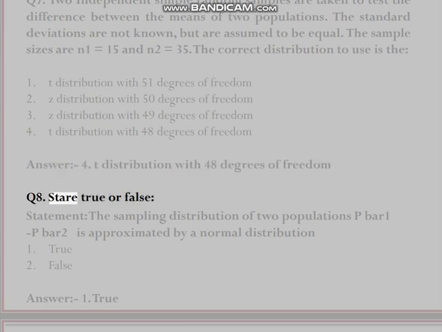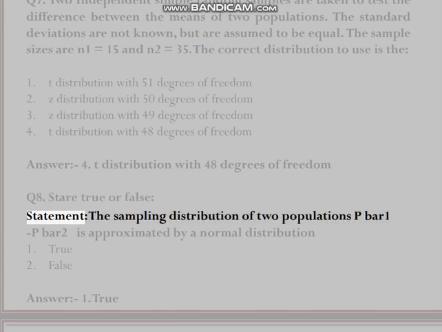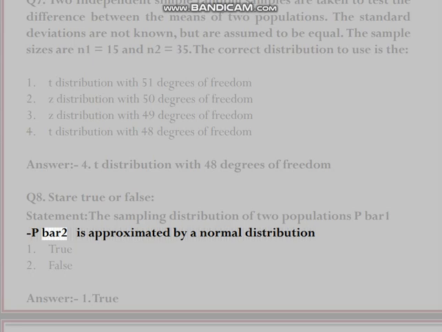Q8. State true or false. The sampling distribution of the difference between 2 population proportions, p-bar1 minus p-bar2, is approximated by a normal distribution. 1. True. 2. False. Answer 1. True.